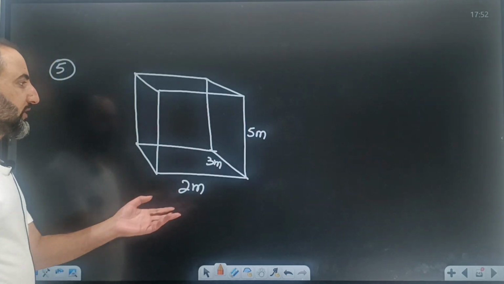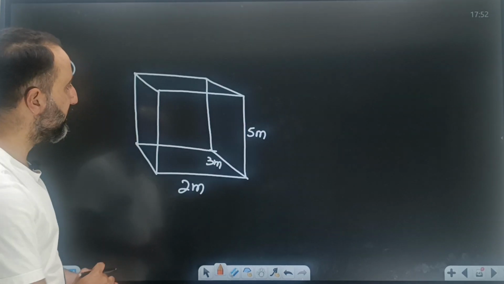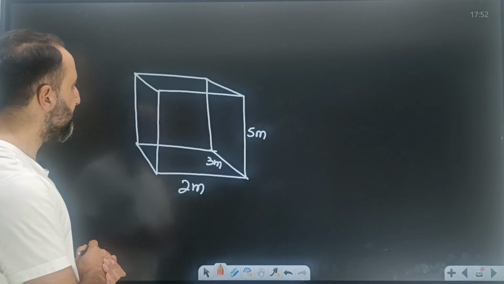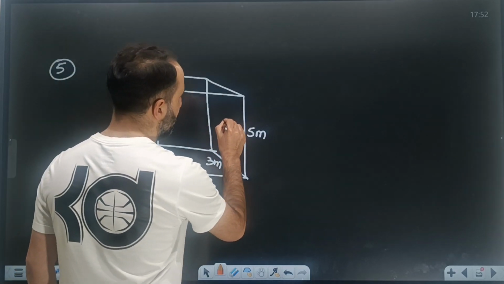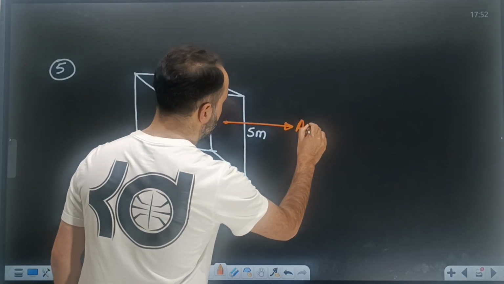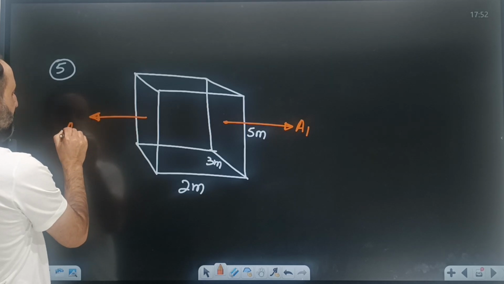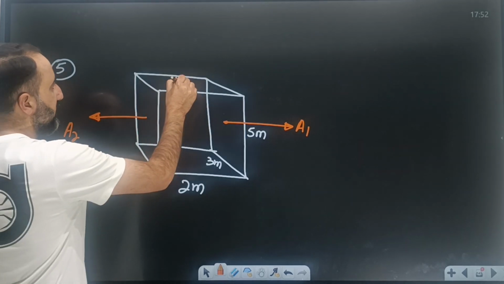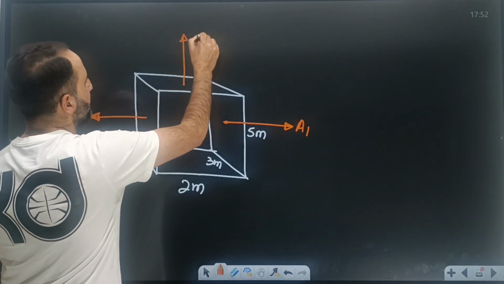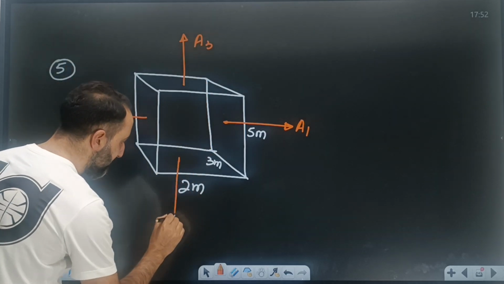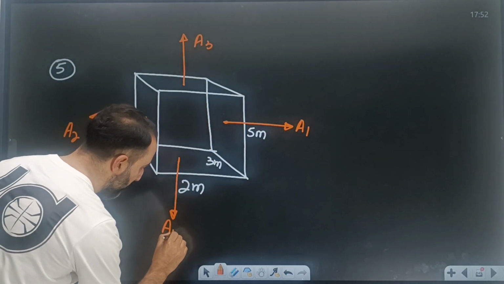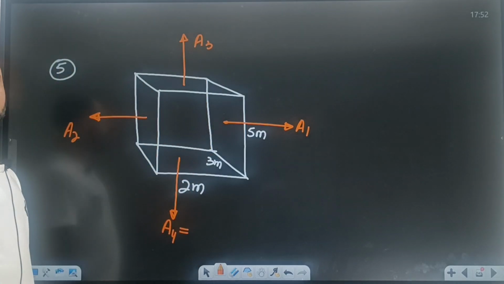In the same way, for example, this closed figure. So we'll define the area vectors here. For this plane, the area vector will be directed like this, for example a1. For this surface, the area vector is directed in this direction. Suppose that is equal to a2. For this surface, the area vector is directed vertically upwards, and for this surface, the area vector is directed vertically downwards, which is a4.